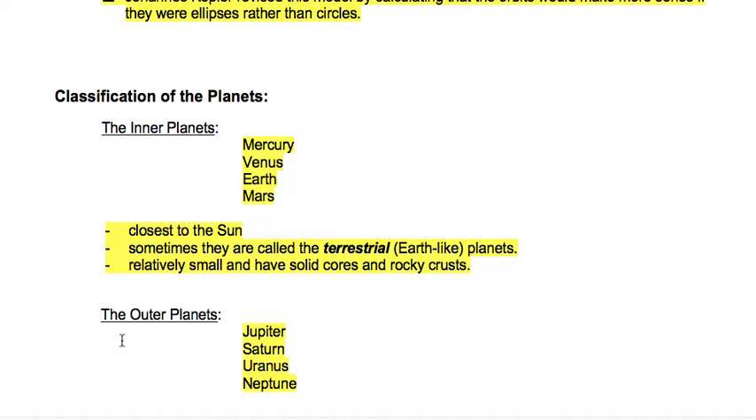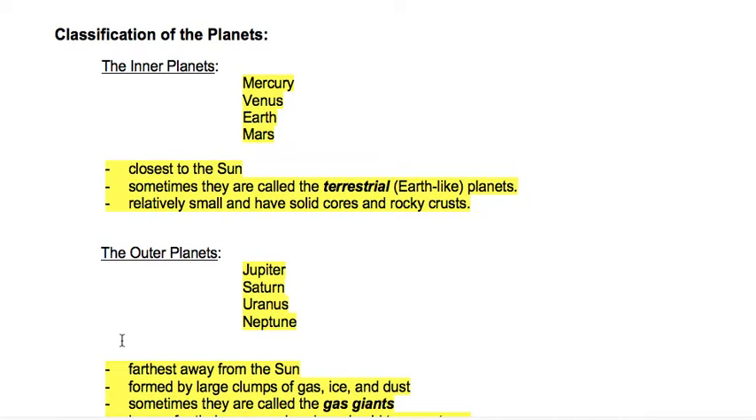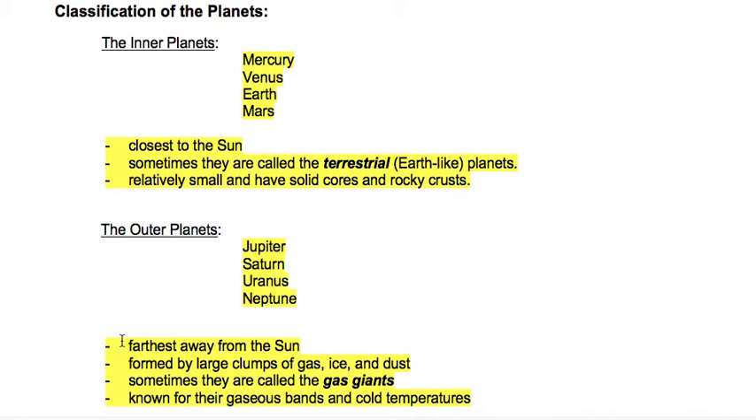The outer planets are Jupiter, Saturn, Uranus, and Neptune. They are farthest away from the sun. They are formed by large clumps of gas, ice, and dust. Sometimes they are called the gas giants. They are known for their gaseous bands and cold temperatures.